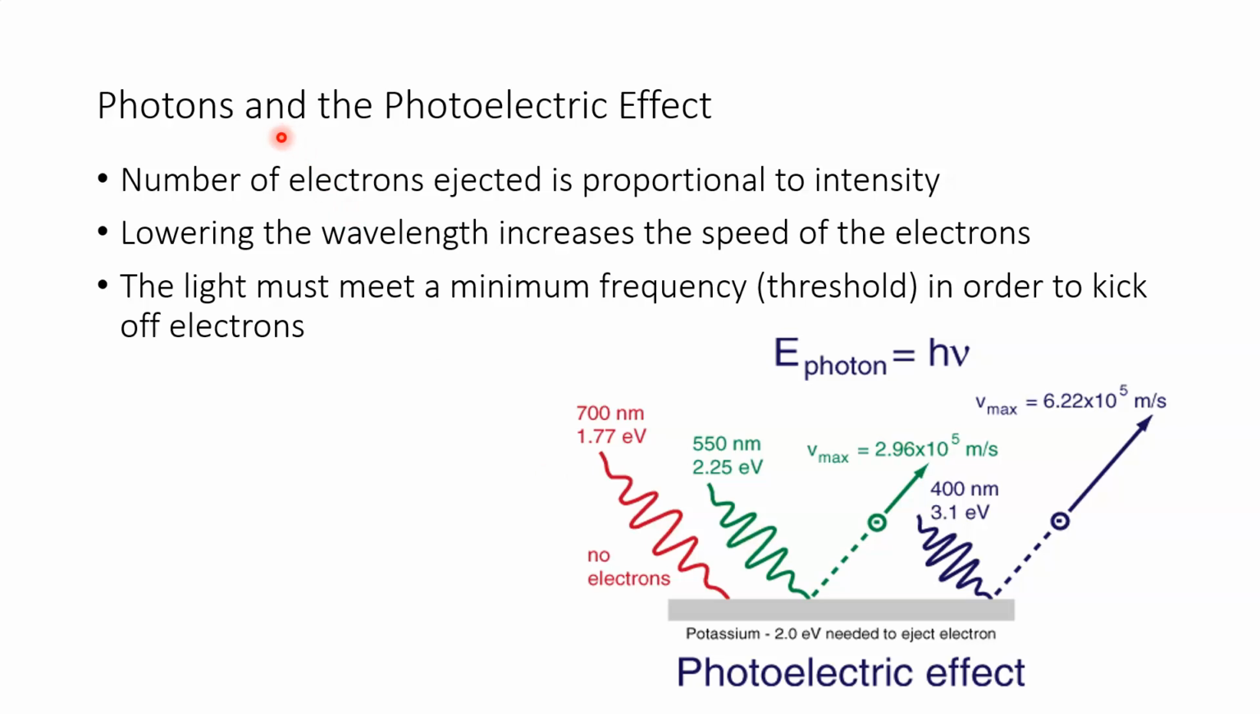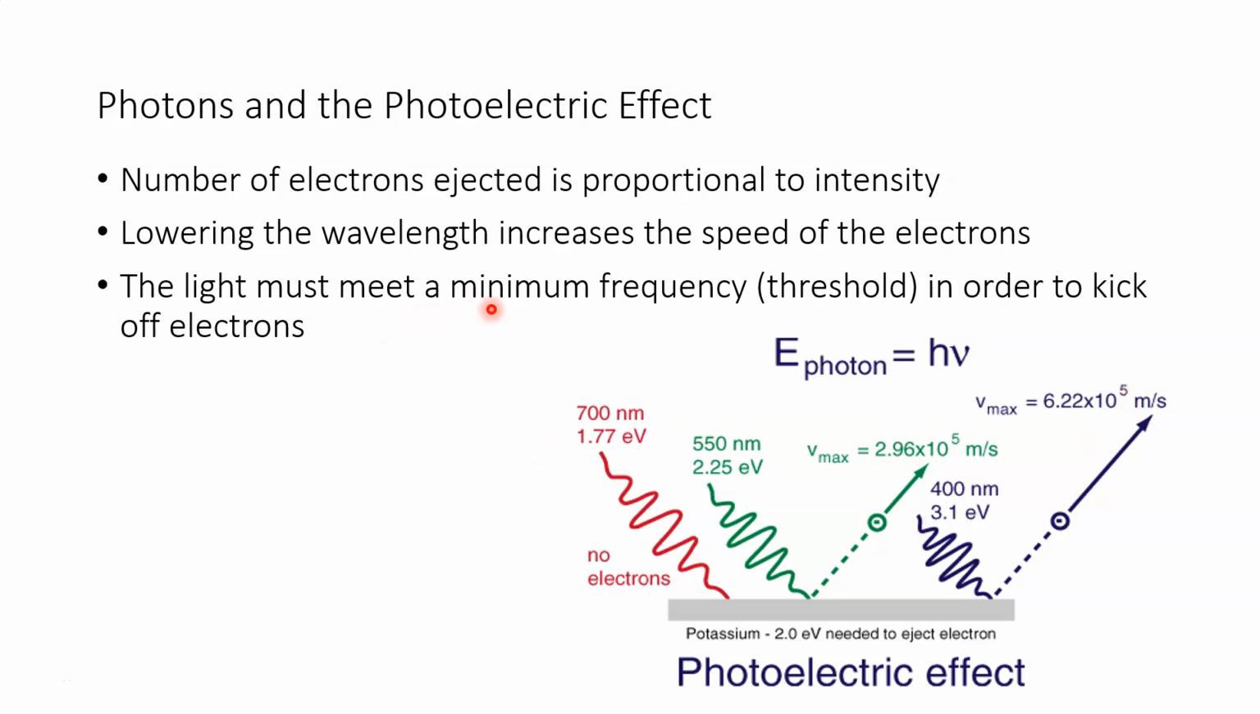And so the number of electrons ejected is proportional to the intensity of the light. So as the intensity gets bigger, as the amplitude gets bigger, more electrons are ejected. The wavelength of light tells you how fast the electrons will be ejected. So lower energy light will eject electrons with a lower frequency. Higher energy light will eject them with a higher frequency or a higher velocity.